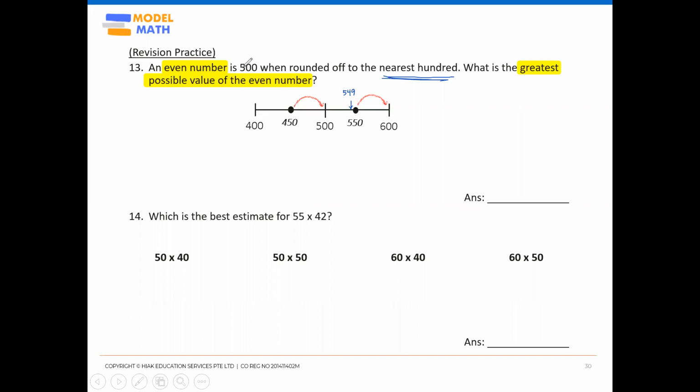However, like I said, we need an even number, and 549 is not an even number, right? So we still need something one lesser than this in order to make it an even number. So that will be 548, because 549 is not even. Just now it's minus 1 because I need one lesser than 550. But 549, since it's not an even number, we need to minus 1 again. And that'll be 548.